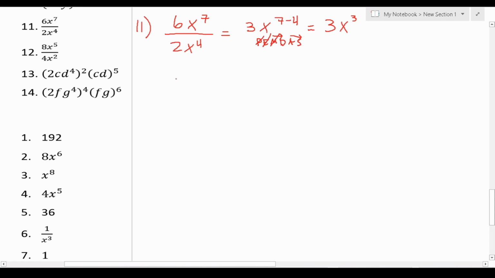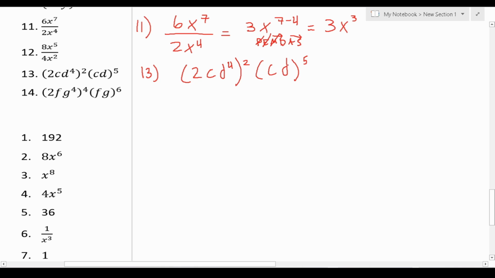All right, let's go ahead and do number 13. And let's be careful to copy down this one correctly. Since there's a lot going on, we have 2c d to the 4th squared times c d to the 5th. That's a bad d. Let's fix that real quick.